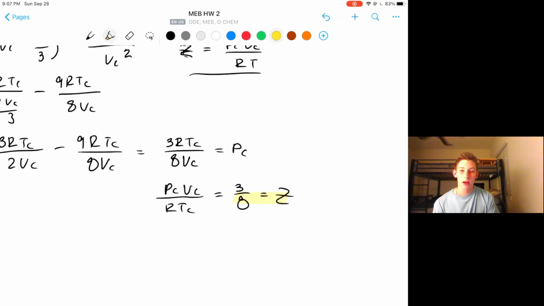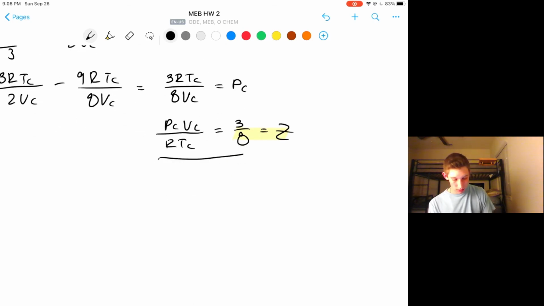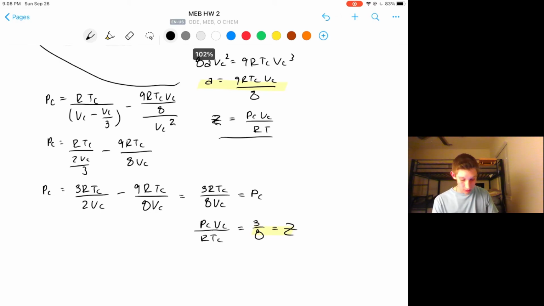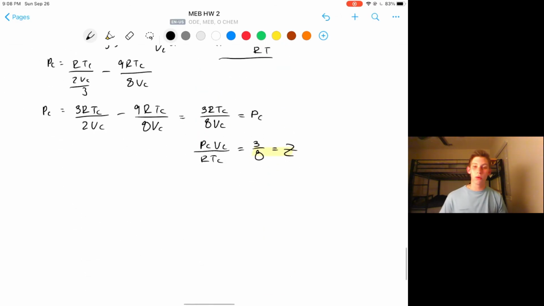So this compressibility factor talks about the deviation from an ideal gas. The compressibility factor for an ideal gas is just 1. So if we put this and get it equal to our critical volume, we can put the A and B back in, so we can have what A and B would be for any real gas that relates to what you're looking for.